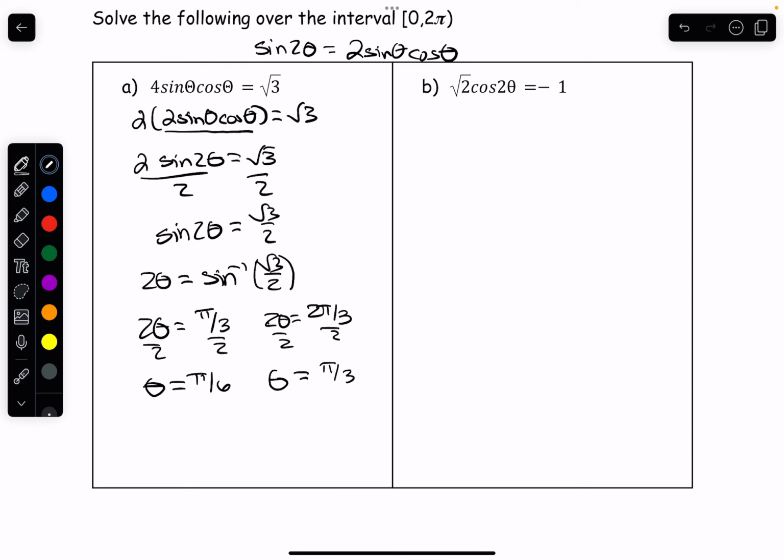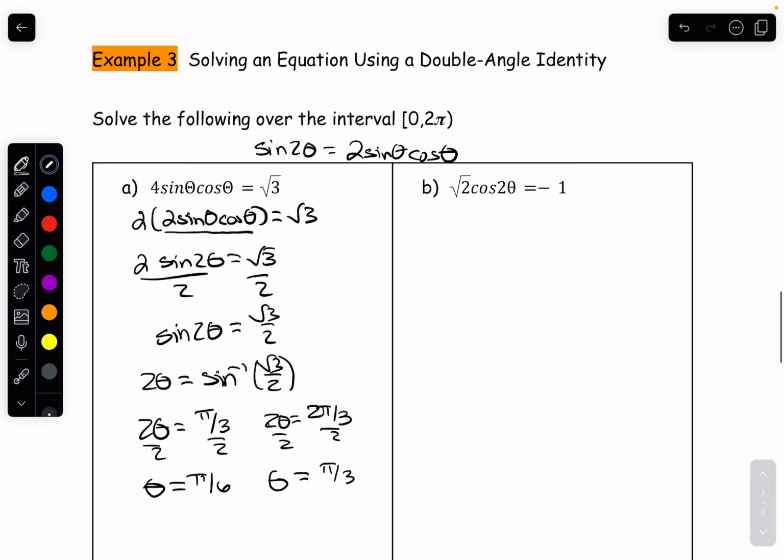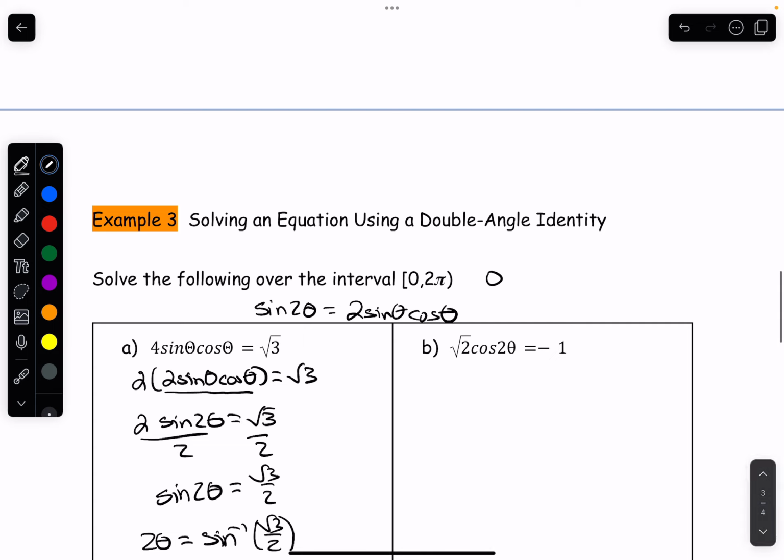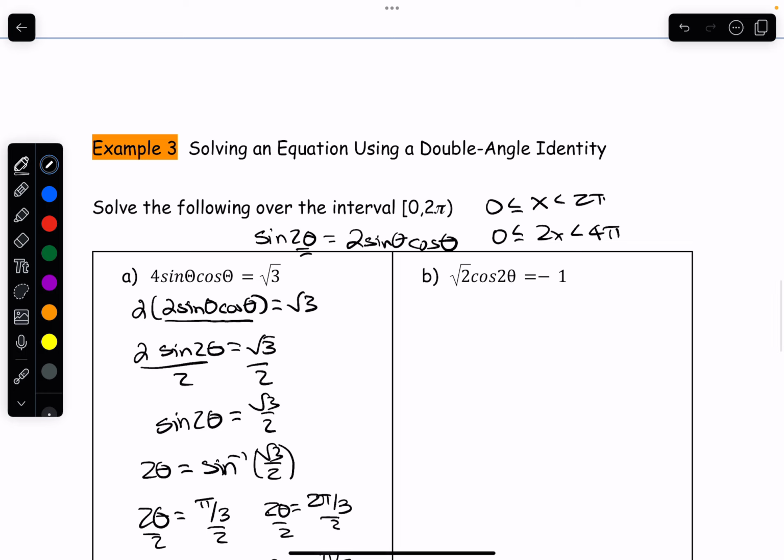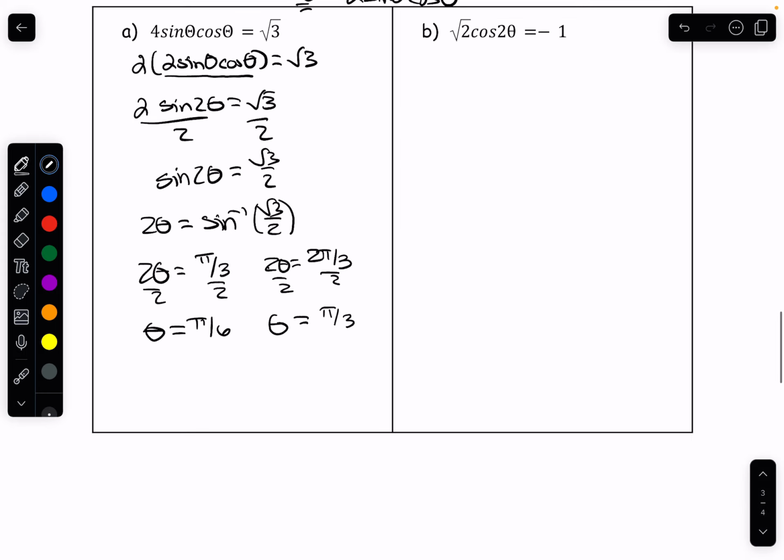Now, this we have to do a slight twist to with the double angle. If you remember when we did the half angles, how we divided everything by 2 so we could figure out what 2 theta would be, here, since we're dealing with 2 theta, we're going to have to double everything. Which means that our interval for the answer, for 2x, is actually going to go from 0 to 4 pi, which means that these have to be accounted for going around the circle.